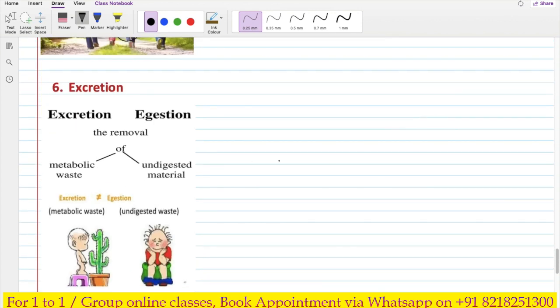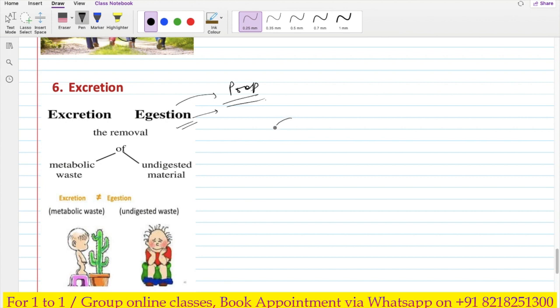Then second last, excretion. As I said in the beginning, don't mix excretion with egestion. Egestion is what we talk about as poop. So whatever food you're eating, the extra, the undigested stuff, when you are throwing it out, that is poop and that is egestion. But excretion is something different.